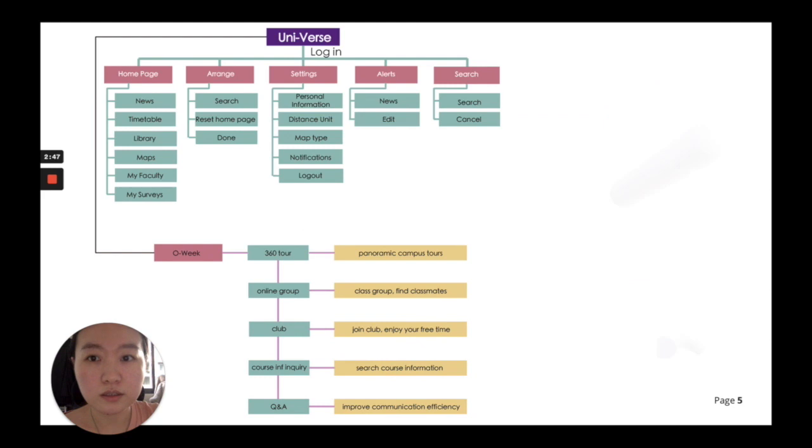This is a mind map about the Universe. The first part is about the regular part, and the next part is some details about my workshop design. The first part is 360 tool, and second is online group. The third one is a club page, and the fourth one is course information inquiry. The last part is question and answer part.